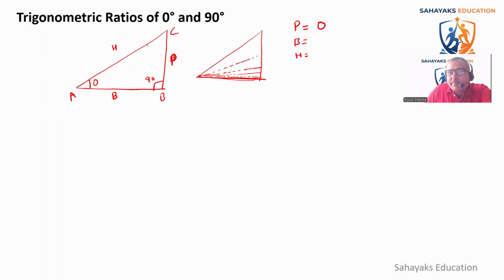What will be the base? Base will remain as base. Let's consider it as B. And what will be the hypotenuse? Because the hypotenuse keeps on coming down, the hypotenuse will be equivalent to the base itself.